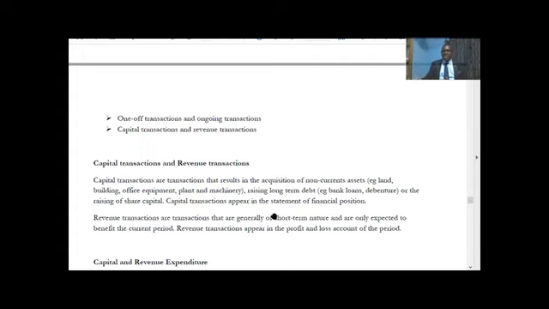Raising long-term debt. So if a company goes in for a bank loan, or if a company issues debentures, they are seen as capital transactions. So either they result in the acquisition of non-current assets or the raising of long-term debt. Okay, now these transactions also appear in the statement of financial position.